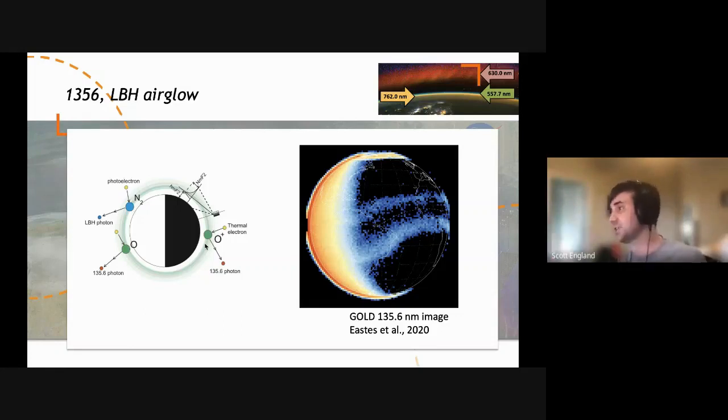If we build up an image, on the right, this is from GOLD, looking at 1356. This neatly captures what we've just talked about. On the left-hand side, we have a region of the Earth that's in sunlight, and we're seeing a bright emission pretty much covering the whole of the daytime. And that is photoelectrons hitting atomic oxygen.